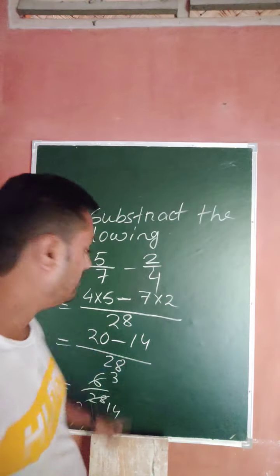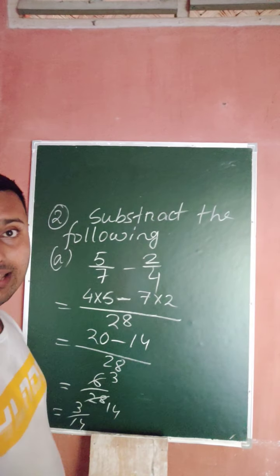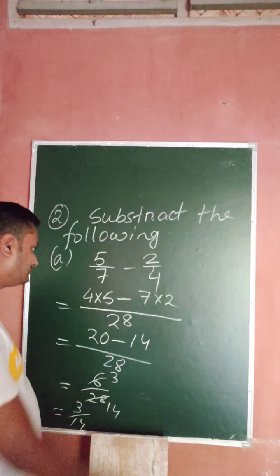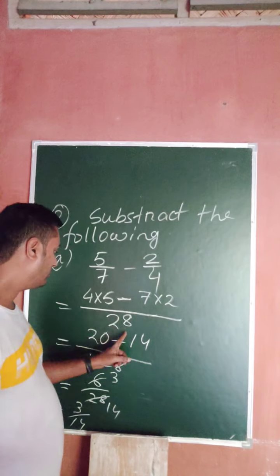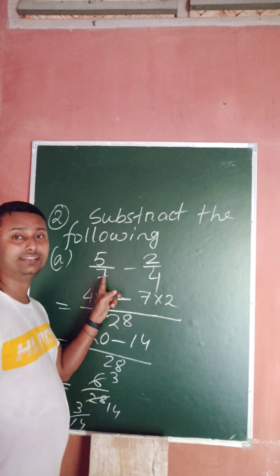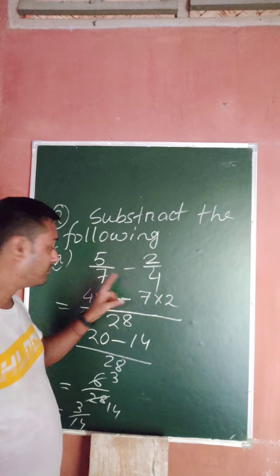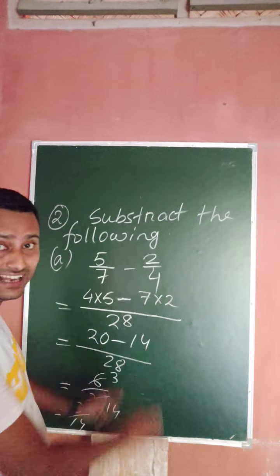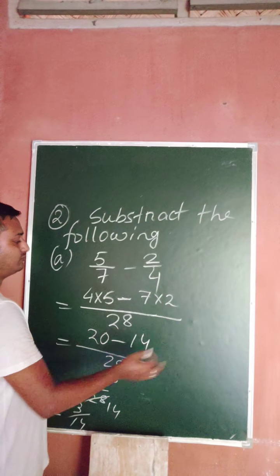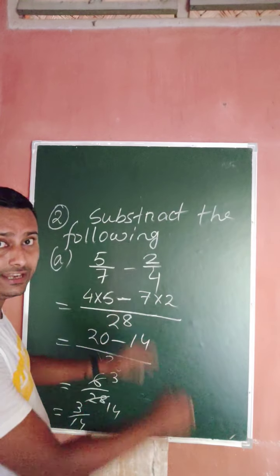Therefore, whenever you multiply 7 and 4 you will get 28. That means 28 will be the LCM of 7 and 4. So the LCM of 7 and 4 becomes 28. Now this 28 you have to divide by the denominator, and whichever number you get, you have to multiply with the numerator. That is actually the procedure of using LCM, for finding the solution of any fractions.